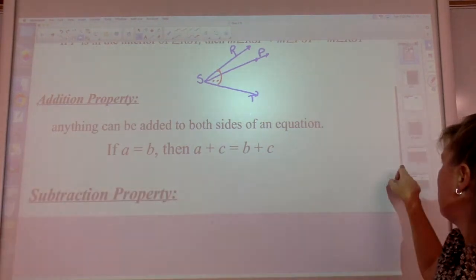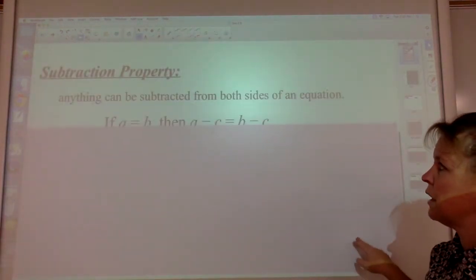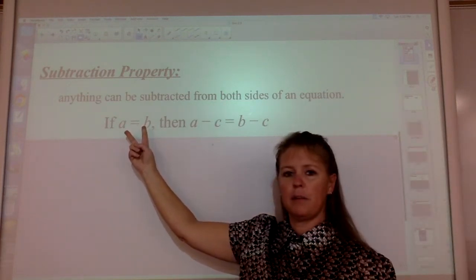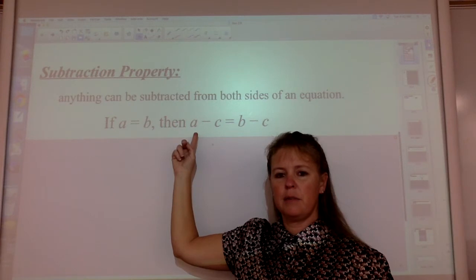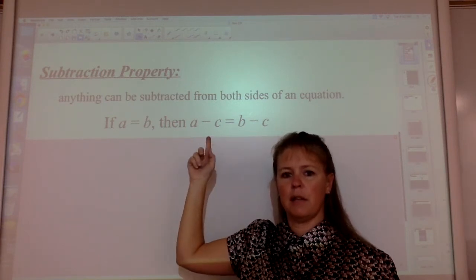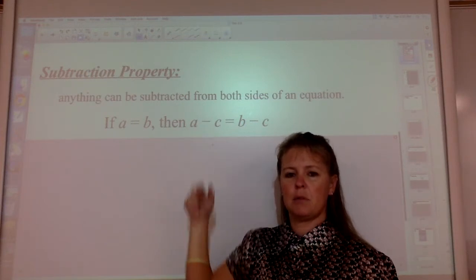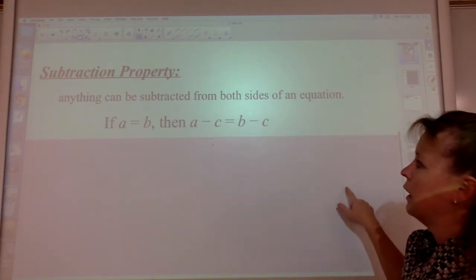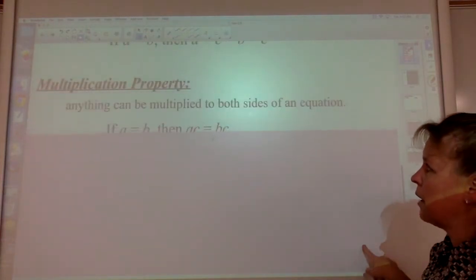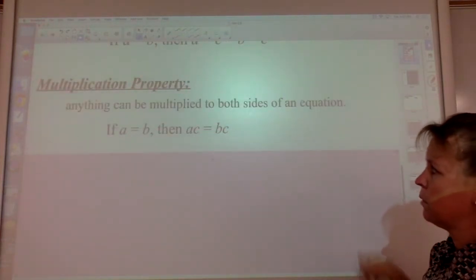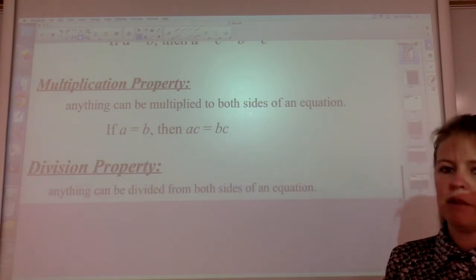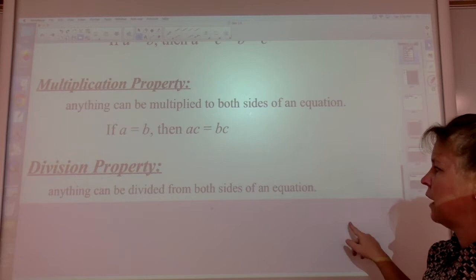Subtraction property, same idea. They have to start out as 2 equal equations. It's perfectly balanced. If you subtract C from one side, you better subtract C from the other side. Otherwise, one side's going to be heavier than the other. Anything can be subtracted from both sides of an equation. And you can probably guess it. We'll kind of breeze our way through these. Multiplication property, anything can be multiplied to both sides of the equation. And the division property, anything can be divided from both sides of the equation.